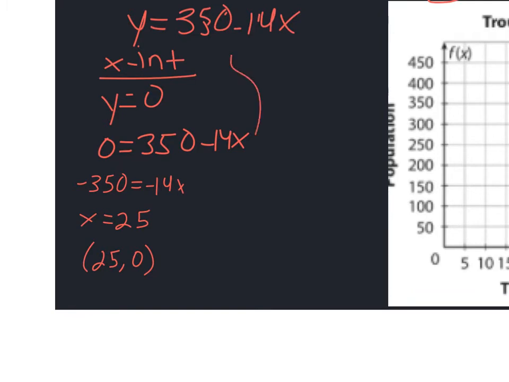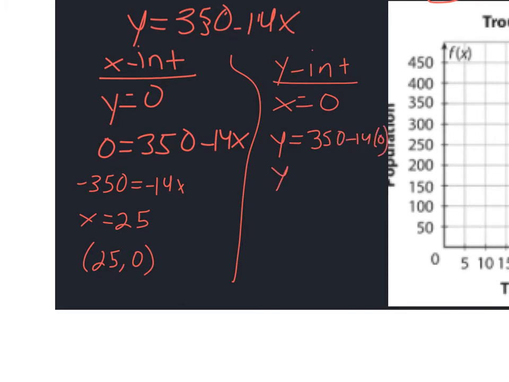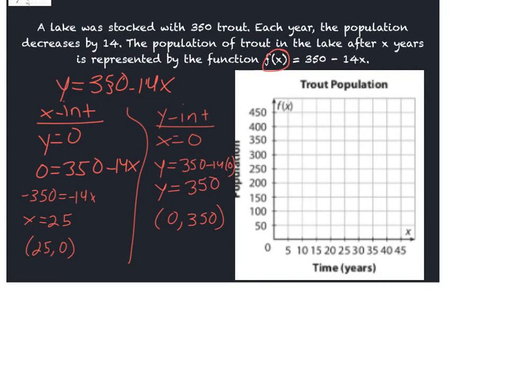All right. Now for your y-intercept, you'd have to set x equal to 0. So anywhere you see an x, you just put in a 0. So that's going to be y equals 350 minus 14 times 0. 14 times 0 is 0, so it's just going to be y equals 350. So your y-intercept would be 0, 350. And if we graph this on our coordinate plane, your x-intercept would be right on the x-axis, and that's why it's an intercept, and your y-intercept would be right on the y-axis.